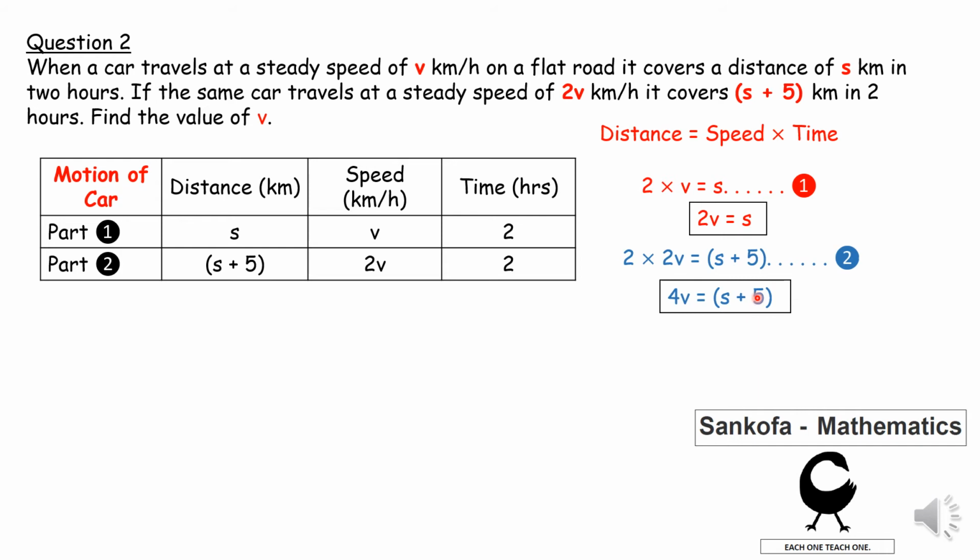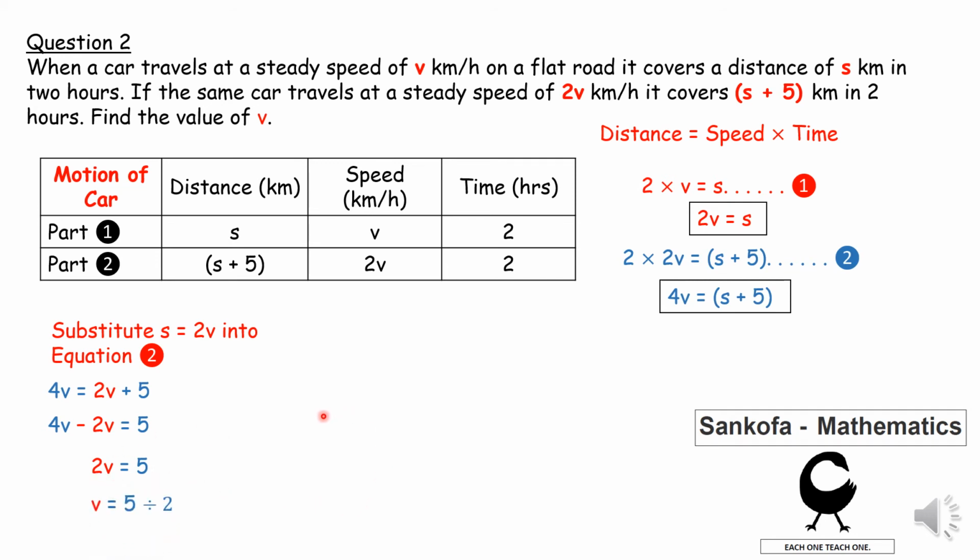Now these are the two equations that I'm going to solve, and I can solve this easily by just substituting 2v for s into equation 2. So that gives me 4v equals 2v, in the place of the s, plus 5. You can now easily solve by subtracting 2v from both sides of the equation, leaving you with 2v equals 5. And v is 2.5. So our v, the speed, is 2.5 kilometers an hour.